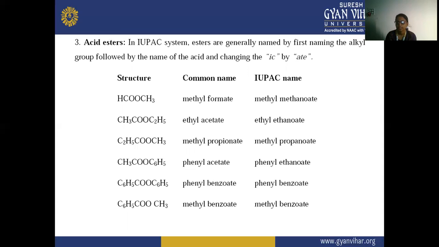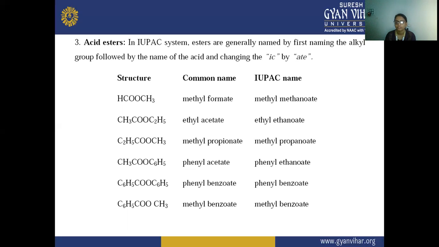In these acid esters, first is HCOOCH3. This is methyl formate, because on both sides of this oxygen atom one carbon is present, so its IUPAC name is methyl methanoate. Next is CH3COOC2H5. Its name is ethyl ethanoate, because two carbon atoms are attached on either side of this oxygen atom, and its common name is ethyl acetate.